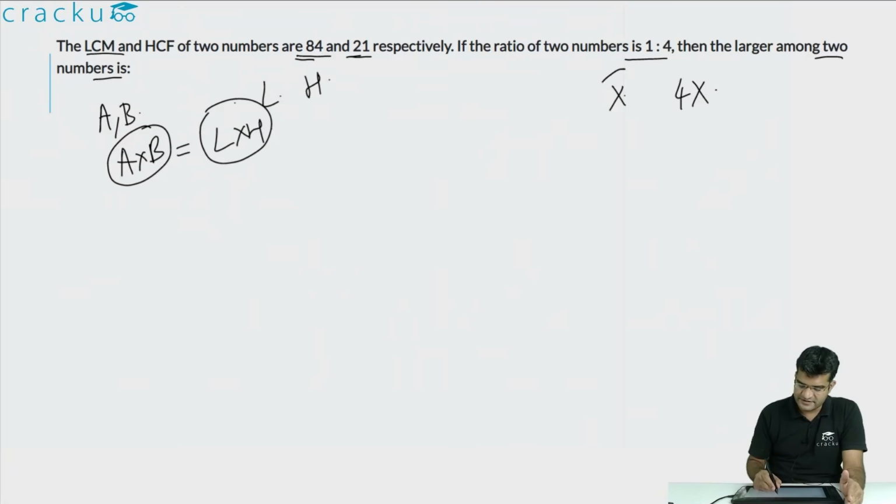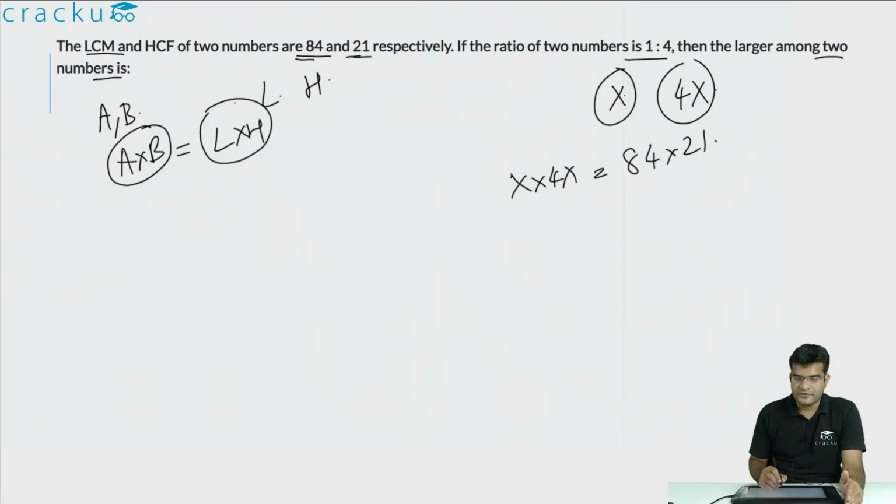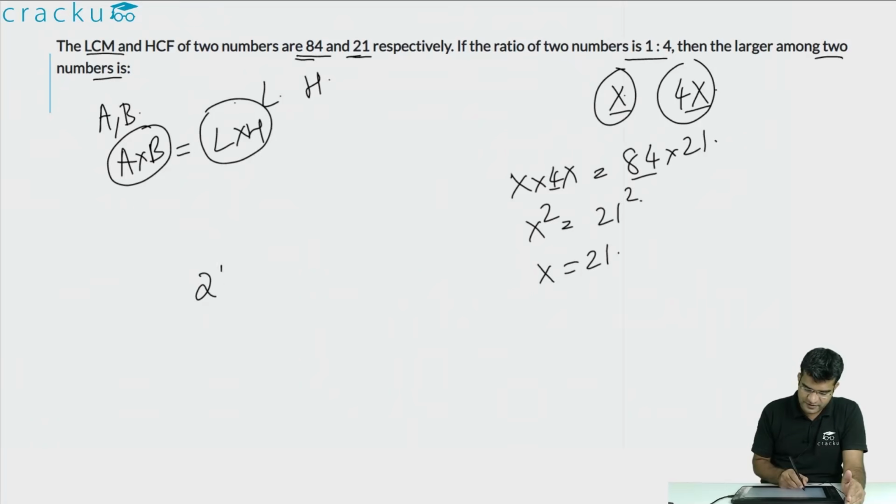So in this particular case, if you are looking at the product of the two numbers, x into 4x will equal 84 into 21. Or you can simplify this as x square is equal to 21 square, because 84 divided by 4 is also equal to 21. Or the value of x is equal to 21, and the two numbers will be x and 4x. So the two numbers will be 21 and 84 themselves. So the larger of the two numbers will be 84, which is the answer.